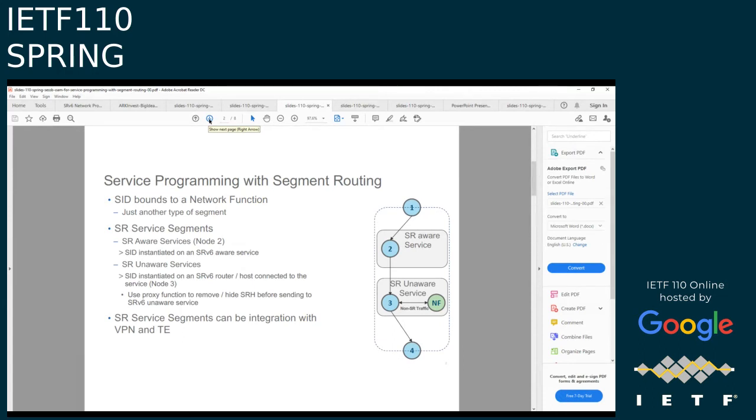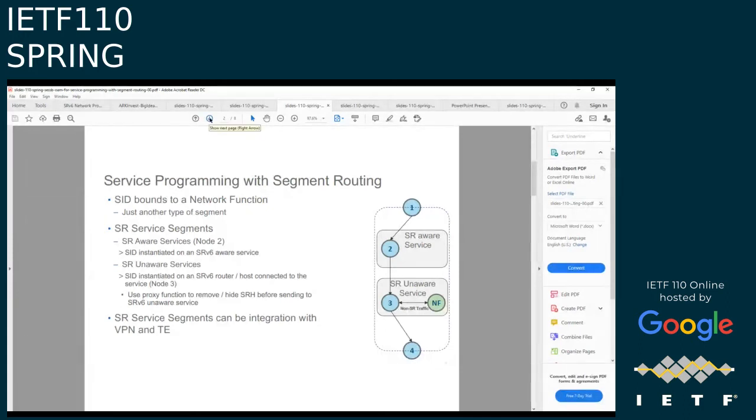There could be two different types of SR service segments. Node number 2, as shown in this figure on the left, is a type which is an SR-aware service. It is a service that is able to process SR packets, let's say for instance SRH, and it's aware of SRv6 endpoint processing and the pseudocode that is defined in the base SRv6 service programming draft. Then we have node number 3, which are SR-unaware services.